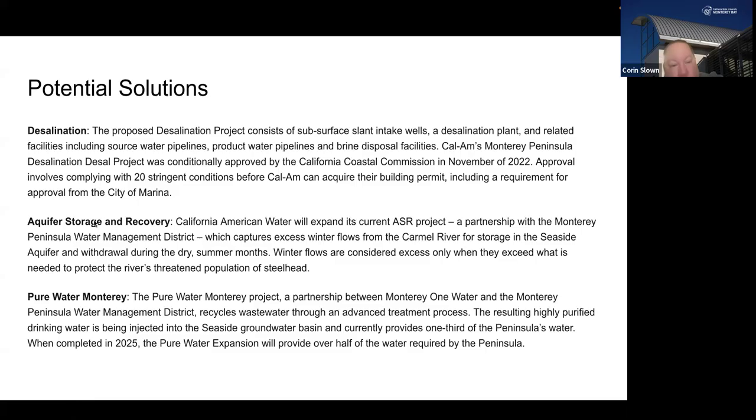So these are some of the solutions that are in play, but the reality is neither Pure Water Monterey nor the aquifer storage and recovery is sufficient to meet the needs, which is why desalination has been proposed.